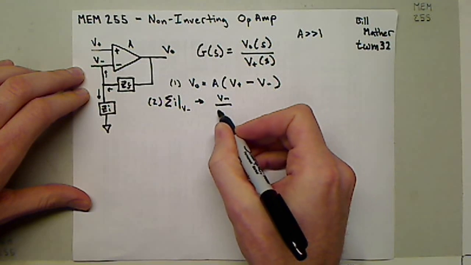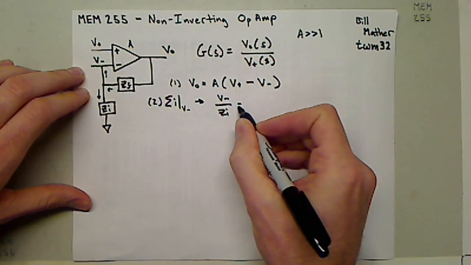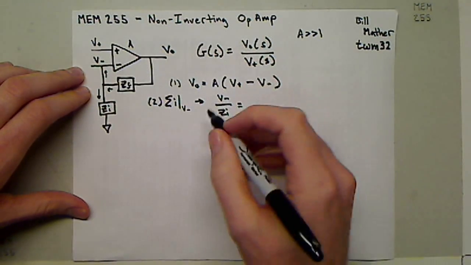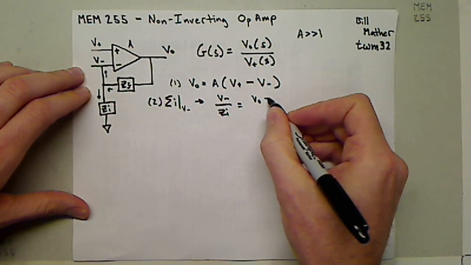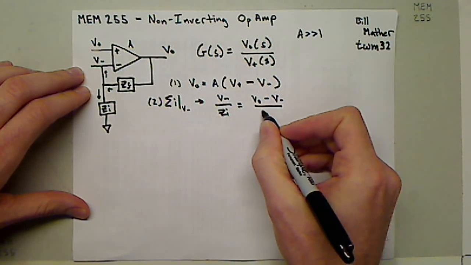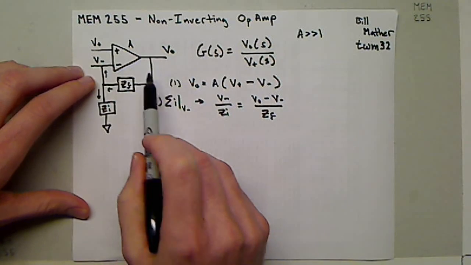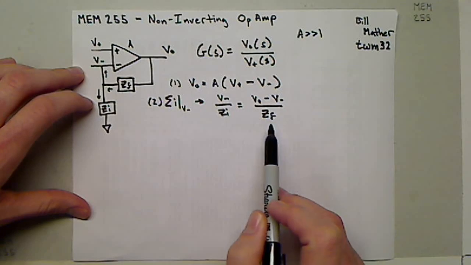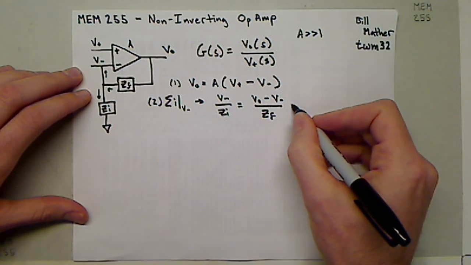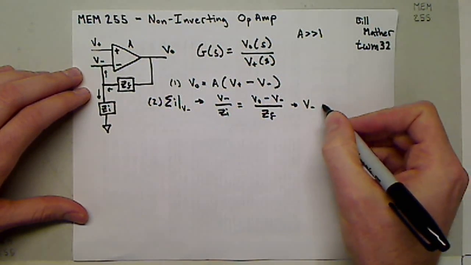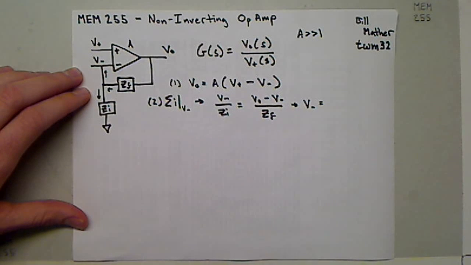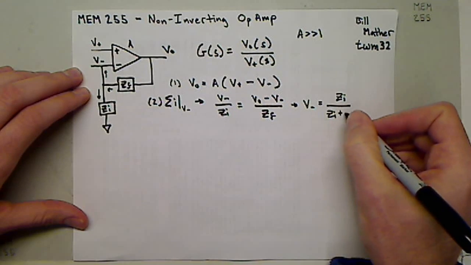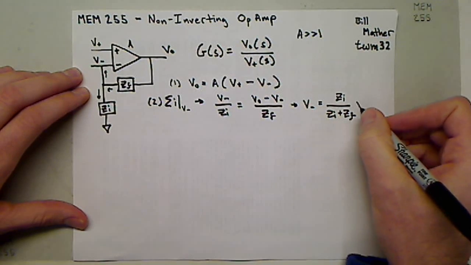That's going to be V minus over ZI is equal to the current from here, and the current from here is V out minus V minus over ZF. Again, it's just the voltage across this over the impedance, and the voltage across this over the impedance of the two currents. And again, that simplifies into V minus is equal to ZI over (ZI plus ZF) times V out.